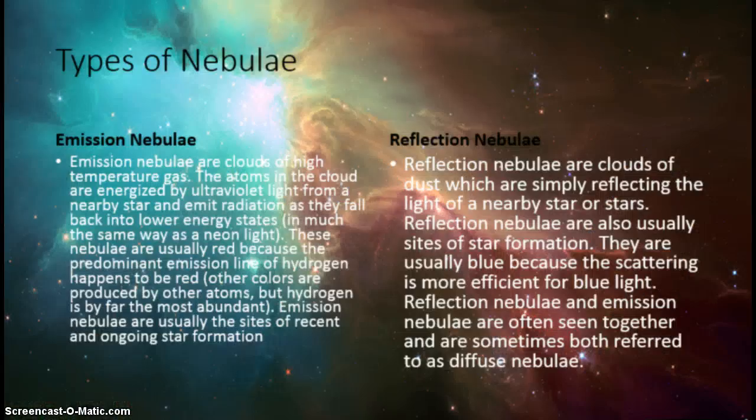Types of nebulae. Emission nebulae. Emission nebulae are clouds of high temperature gas. The atoms in the cloud are energized by ultraviolet light from a nearby star and emit radiation as they fall back into lower energy states, in much the same way as neon light. These nebulae are usually red because the predominant emission line of hydrogen happens to be red.